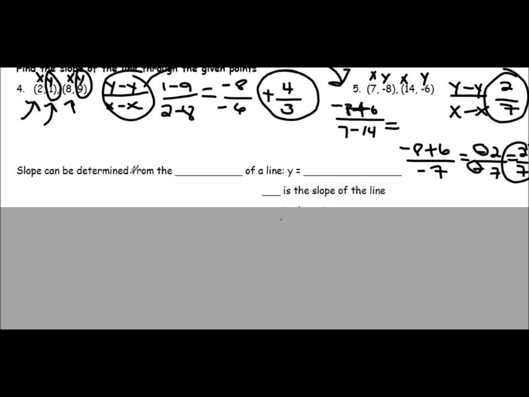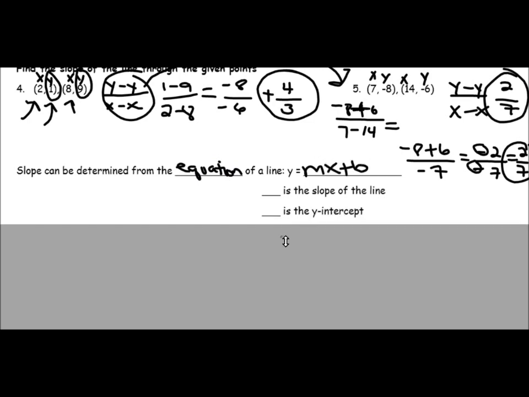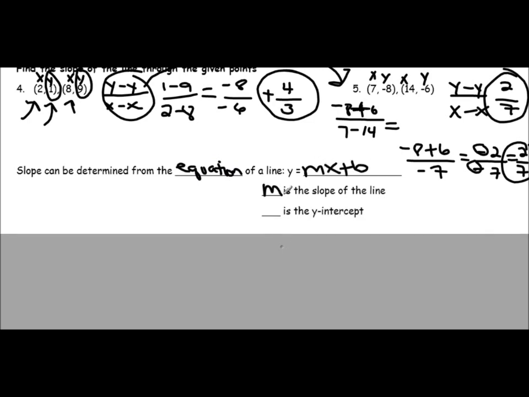When we're looking at slope, it can also be determined from the equation of a line. And remember this, y equals mx plus b, where m is the value that tells us our slope, and b is our y-intercept. Remember this is your x and your y coordinates. Your y-intercept is where the line crosses the y-axis.